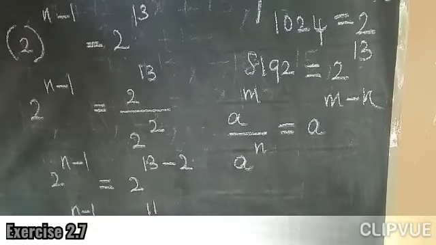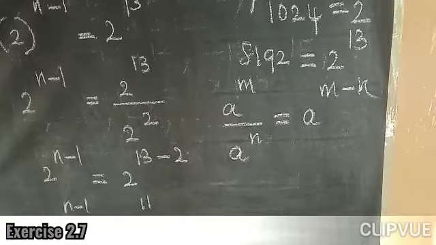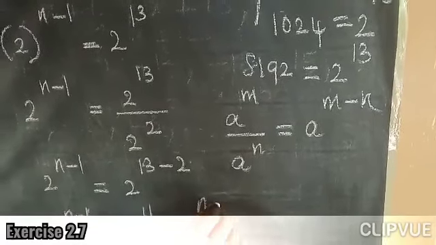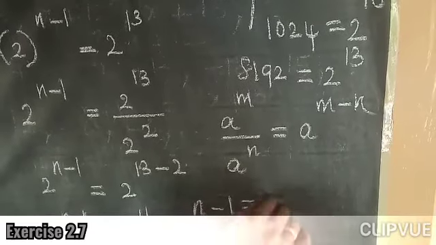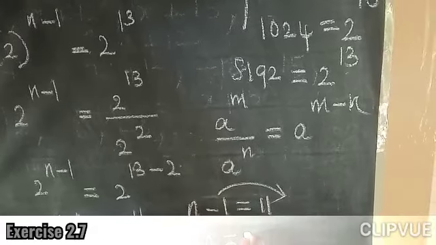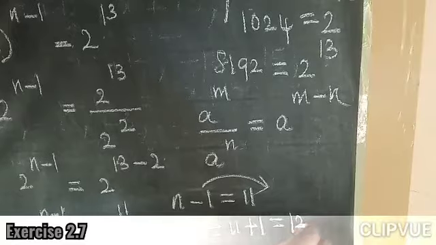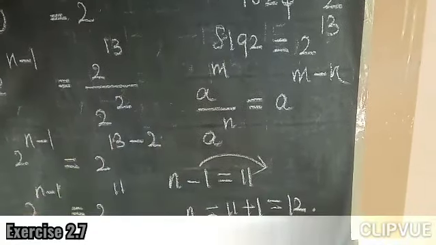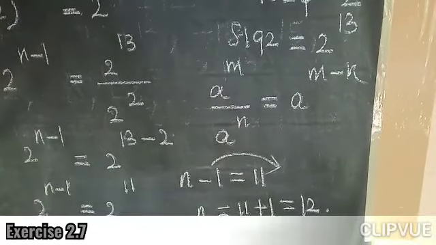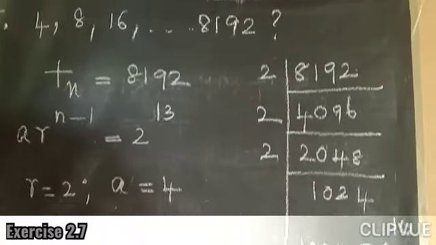If bases are equal on both sides, we can equate their powers. So here bases are equal, that is 2. So we can equate their powers. So n minus 1 is equal to 11. So n is equal to, this minus 1 becomes plus 1, 11 plus 1, which is equal to 12. So how many terms are there? There are 12 terms. The 12th term is 8192. I hope you understand this. I'll give you some more problems like this. You try to solve it.